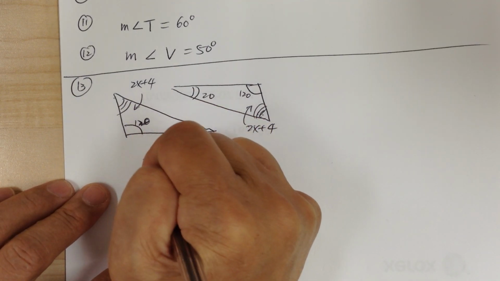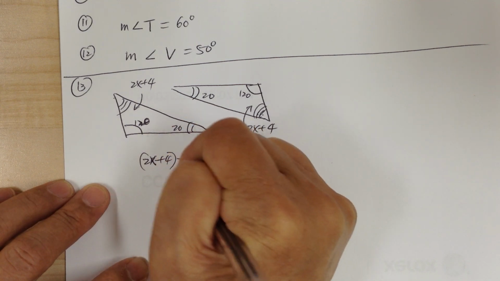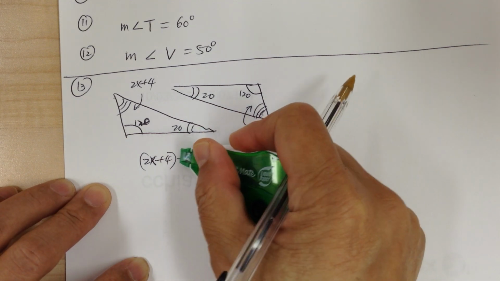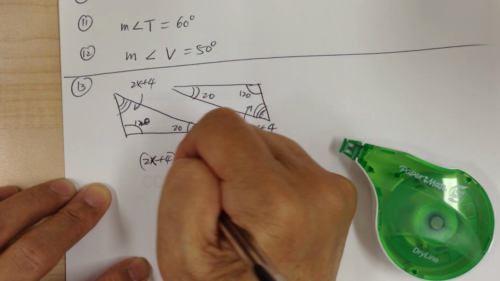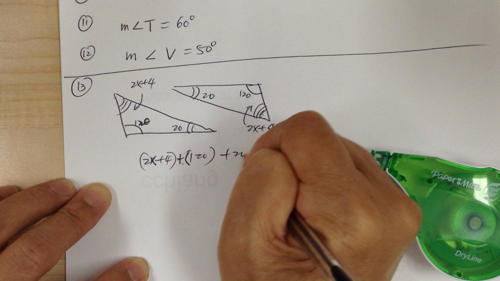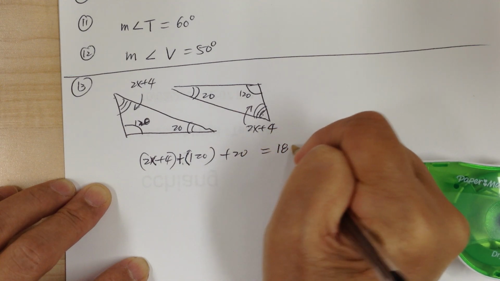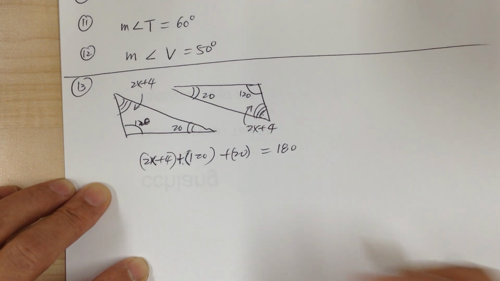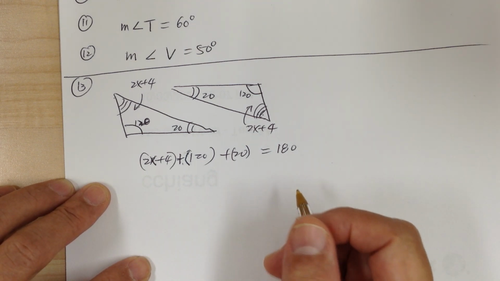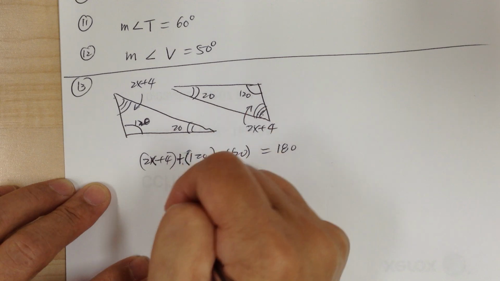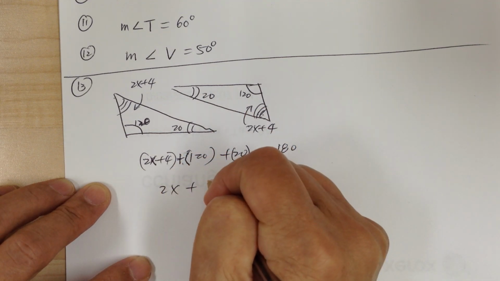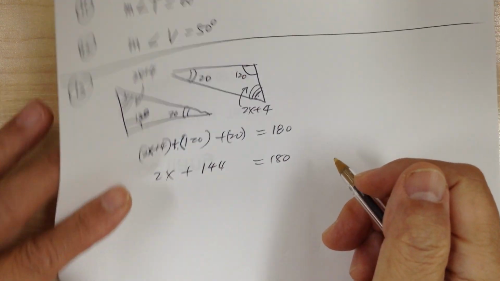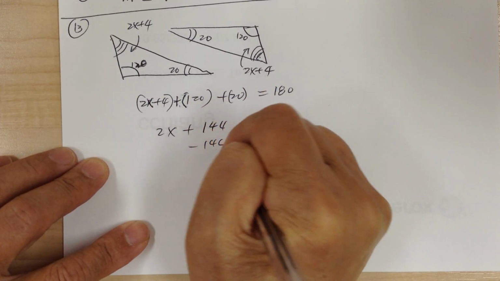So that means 2x plus 4 plus 120 plus 20 equal to 180. Okay, so again, 3 angles of a triangle always equal to 180. Okay, so I'm going to consolidate this. So you got 2x plus 144 equal to 180, minus 144 on both sides.